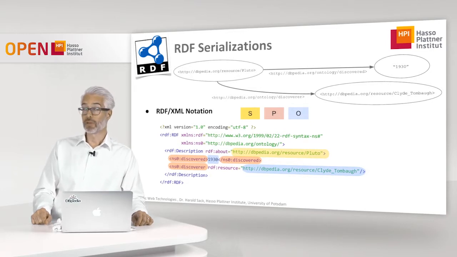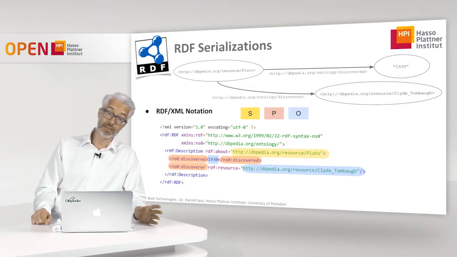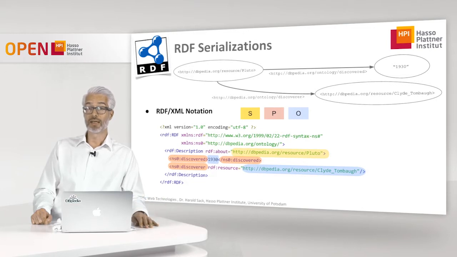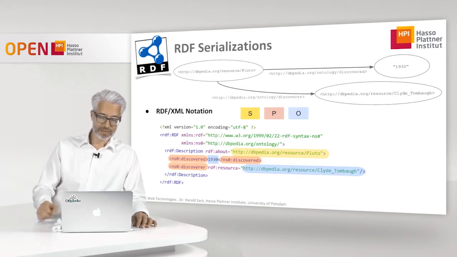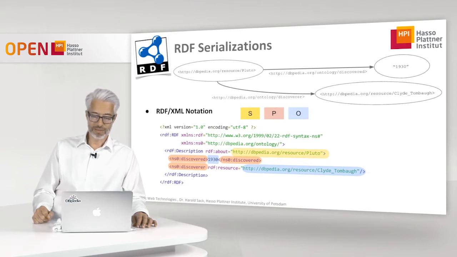The first one is simply a literal, so here it's embedded within the tag discovered, so it has a start tag and an end tag, and in between there is some text, and this usually then is the literal. The second one is a so-called object property. There the object is a URI, and here I have to encode the URI either, for example, as an anchor tag, or here as an RDF resource. This is usually to make clear that this is really an RDF object. Then I say the discoverer, and then I use the attribute rdf:resource, and then I say this is the URI of the object.